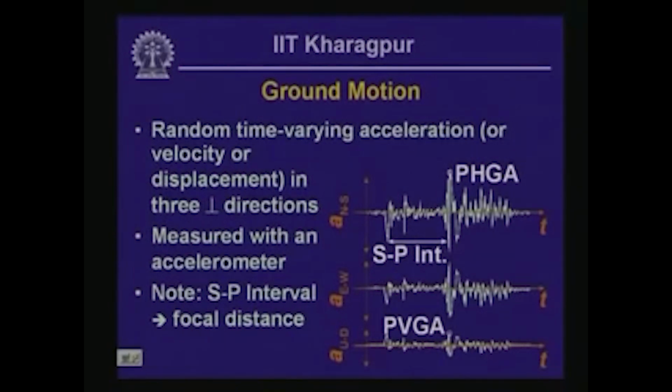These particle motions are typically measured with an accelerometer, and here I have also indicated what is defined as the peak horizontal ground acceleration, or PHGA, on the plot of the acceleration time history in the north south direction, and the acceleration time history in the up down direction. What you can see, the peak amplitude there is called the peak vertical ground acceleration.